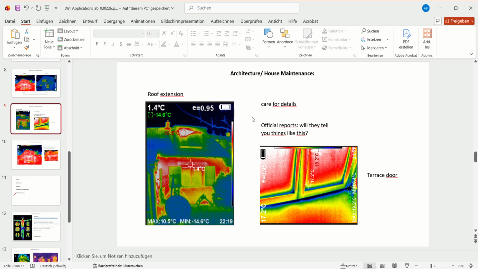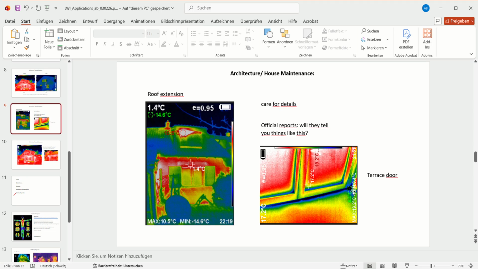Here there are some examples that could or should be improved. Here on the roof extension you can see plus 10.5 degrees in a cold night, so lots of heat is just leaving by this spot, whereas the rest of the house is much colder, around 1 degree, which is not too bad. So the details matter, because there you lose warmth, and probably also the air is drafting through here, I would assume.